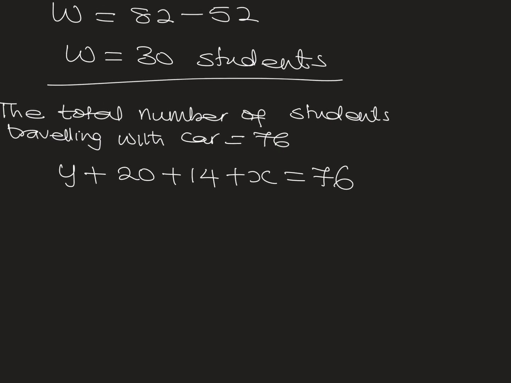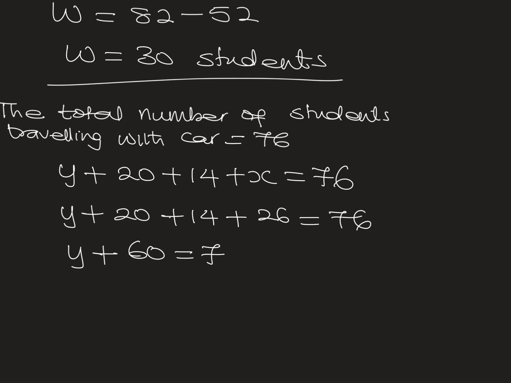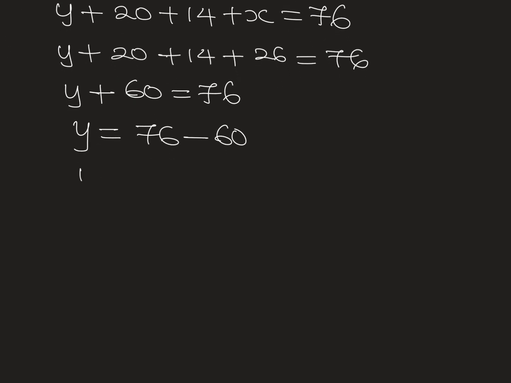So that is going to be y plus 20 plus 14 plus x, which is 26. This is equal to 76. So 20 plus 14 plus 26 is 60. So we can say y plus 60 is equal to 76. To find y, we say y is equal to 76 minus 60. And therefore, y is equal to 16 students.